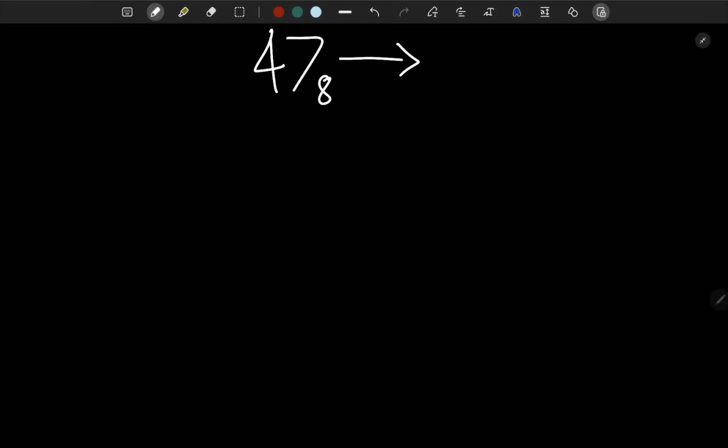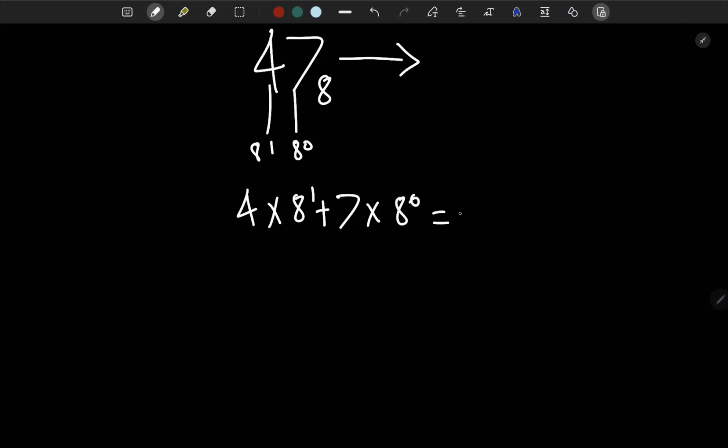So in this video, we will learn how to convert an octal number to a decimal number. Let's start with 47, which is an octal number. We start with the rightmost digit, which is 7, and multiply it by 8 to the power of 0. The next digit will be multiplied by 8 to the power of 1, and so on. So here it will be 4 multiplied by 8 to the power of 1, plus 7 times 8 to the power of 0, and this will give us the answer of 39. So 39 is the decimal representation of 47 in octal.